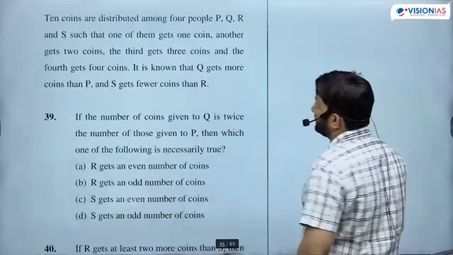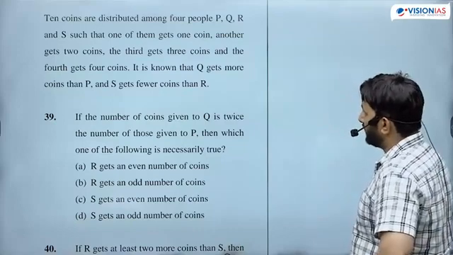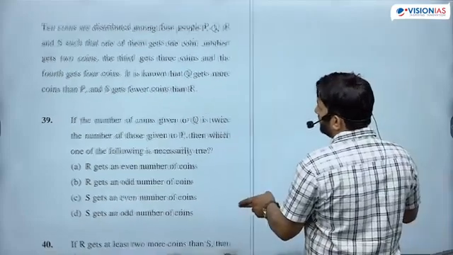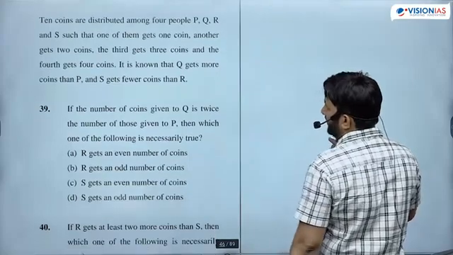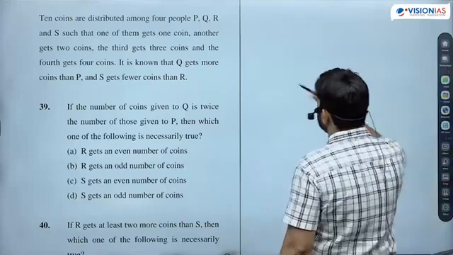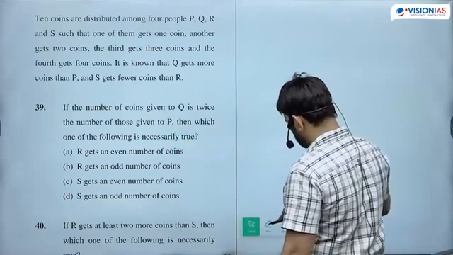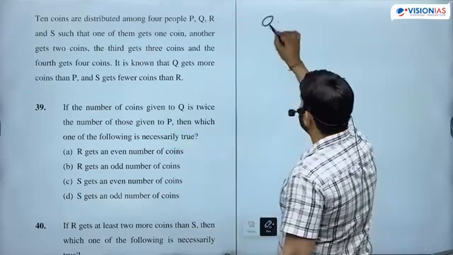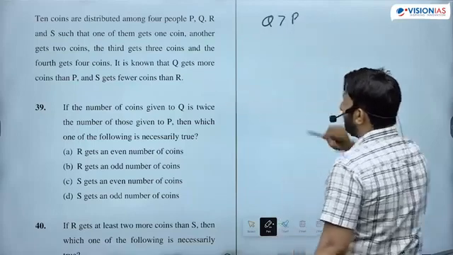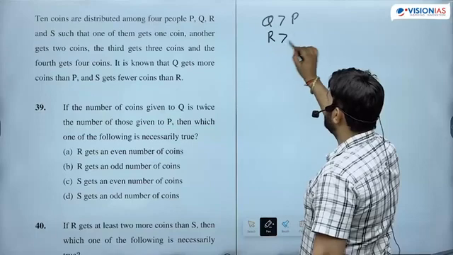Next, 10 coins are distributed among 4 people, P, Q, R and S, such that one of them gets 1 coin, another gets 2 coins, the third gets 3 coins, and the fourth gets 4 coins. It is known that Q gets more than P. Main information में दिया है, Q gets more than P, and S gets less than R.